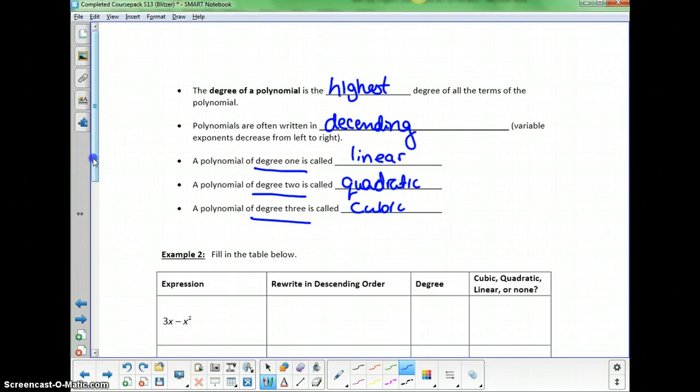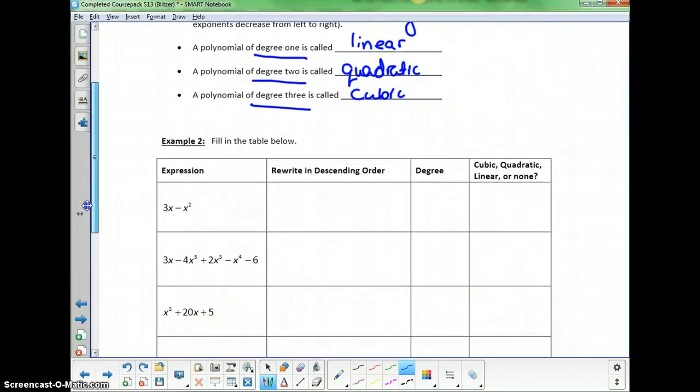Okay. Alright. So, some of these expressions right here are not written in standard or descending order, so we're going to need to rewrite them. For example, this first one, 3x minus x squared, is not in descending order because the highest exponent is not first. So we'll rewrite it with the highest exponent term first. So it would be negative x squared plus 3x. Okay. The degree of this polynomial is 2. That's the highest of any of the exponents. And because 2 is the highest degree, this is quadratic.